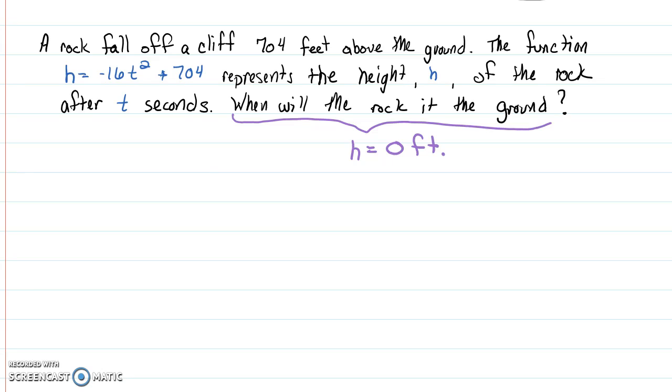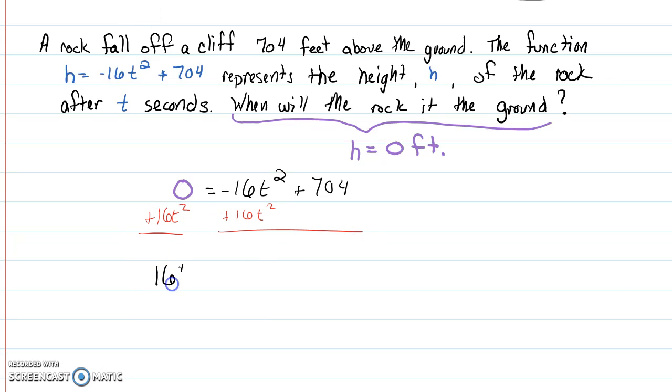So I'm going to take my original function, negative 16t squared plus 704, and I'm going to substitute 0 for h. I want to figure out what t is equal to. Well, you can see I have negative 16t squared plus 704. I can get t squared by itself and square root both sides to solve this. Now, I like working with positive numbers, so I'm going to add 16t squared to both sides here. I get 16t squared equals 704.